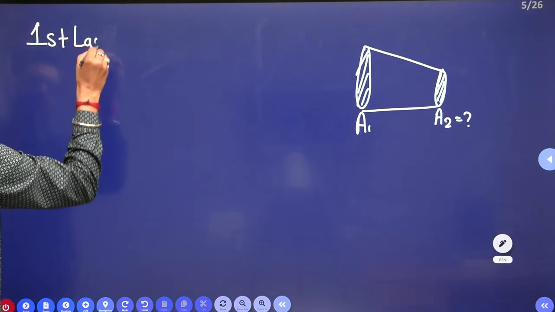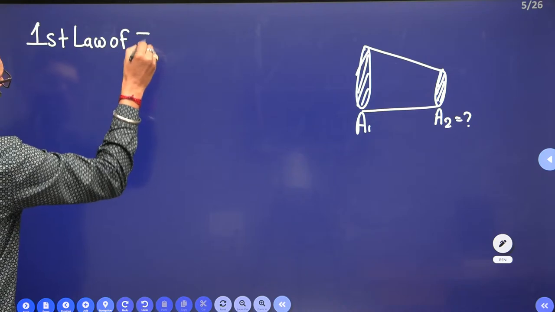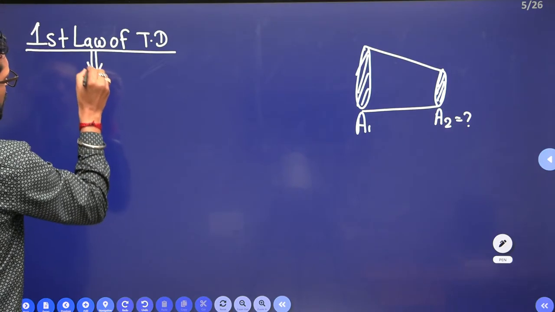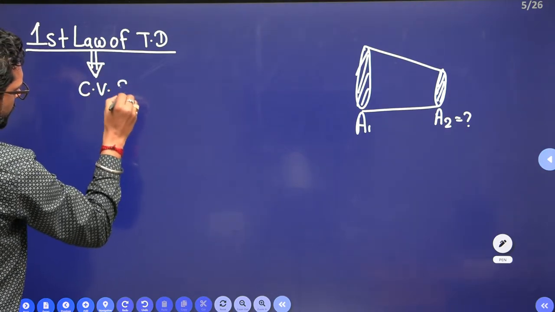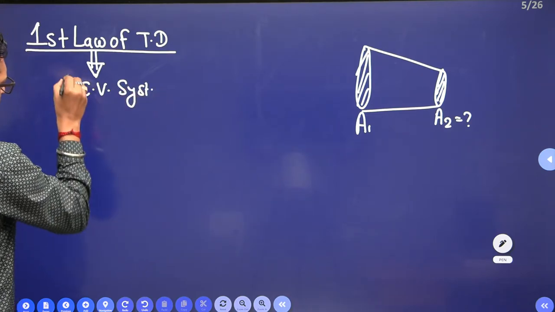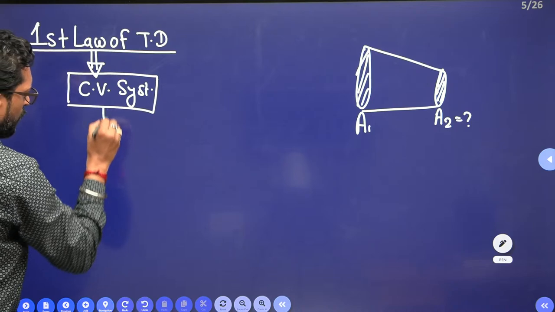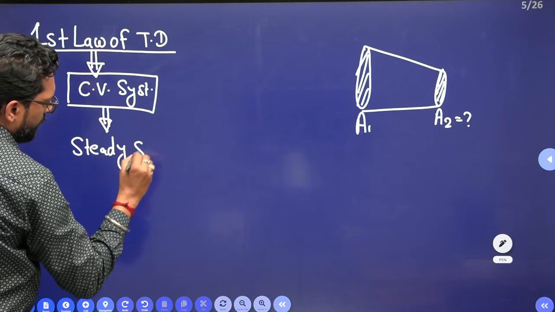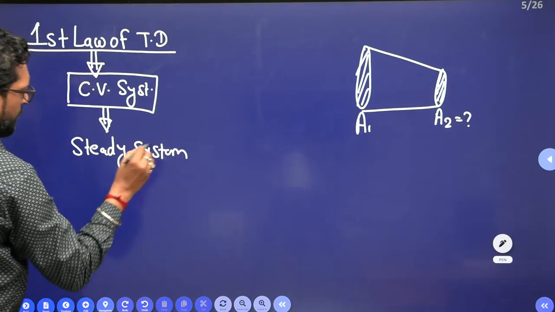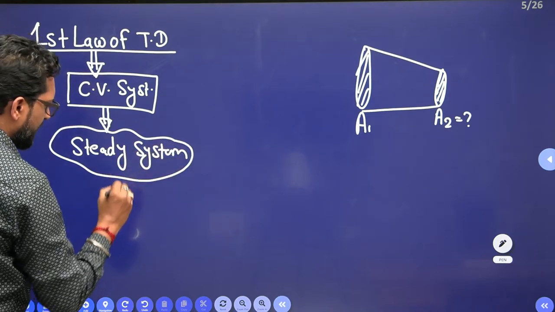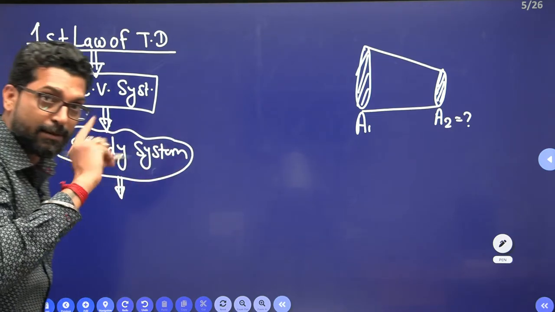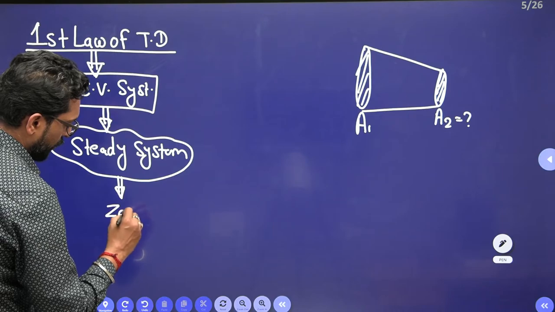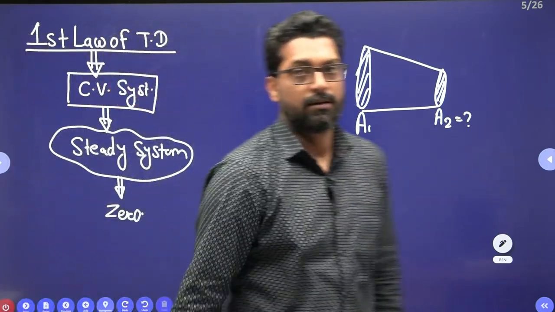First law of thermodynamics, for which system? Control volume system. And we assume that this control volume is a steady system. That means the change in property within the system with respect to time is zero.